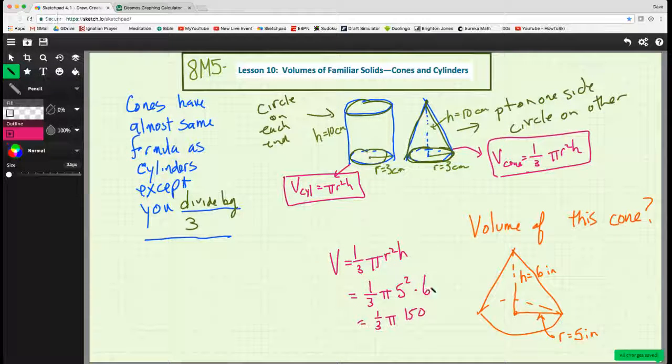5 squared is 25. 25 times 6 is 150, and 1/3 of that, so we go 1/3, and we can use our commutative property to move numbers around. 1/3 of 150 is 50 pi, and our units are inches, what? Cubed. Okay, there we go. So that's how we do volumes of cones.